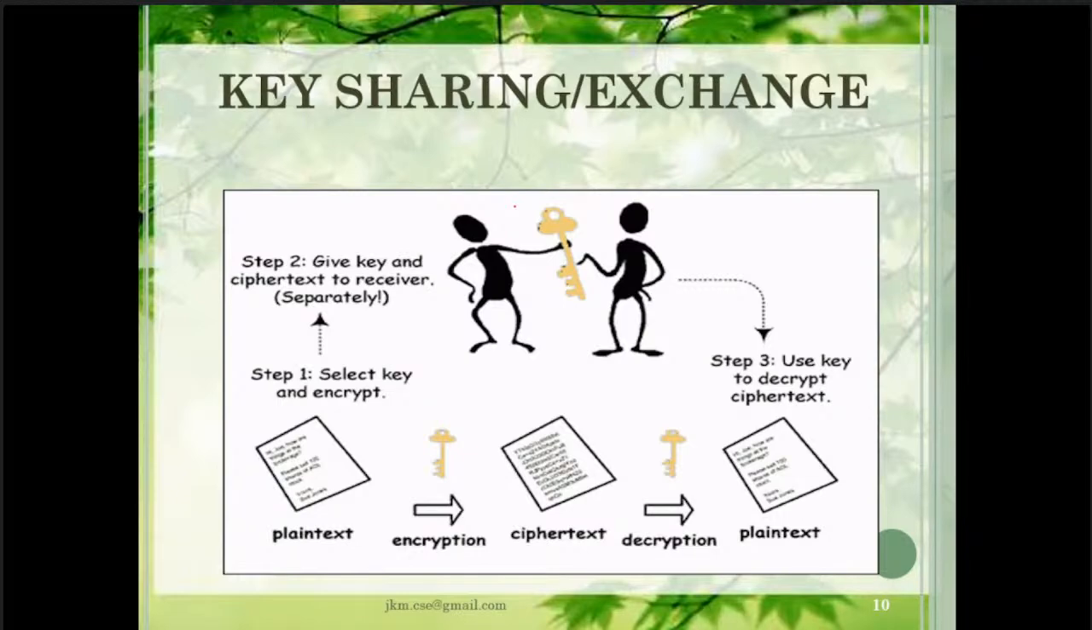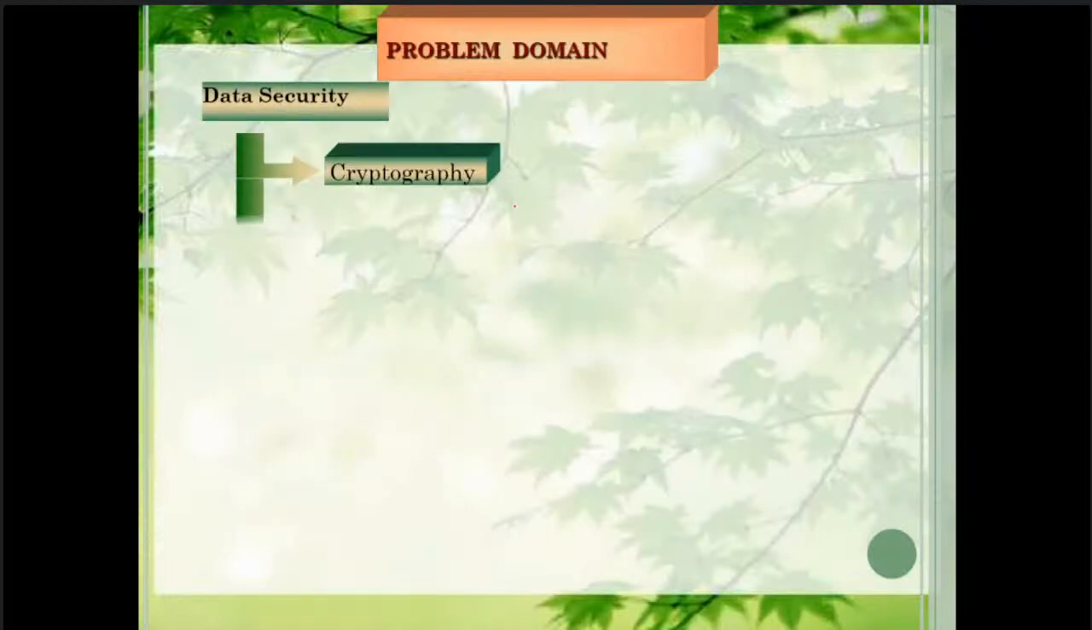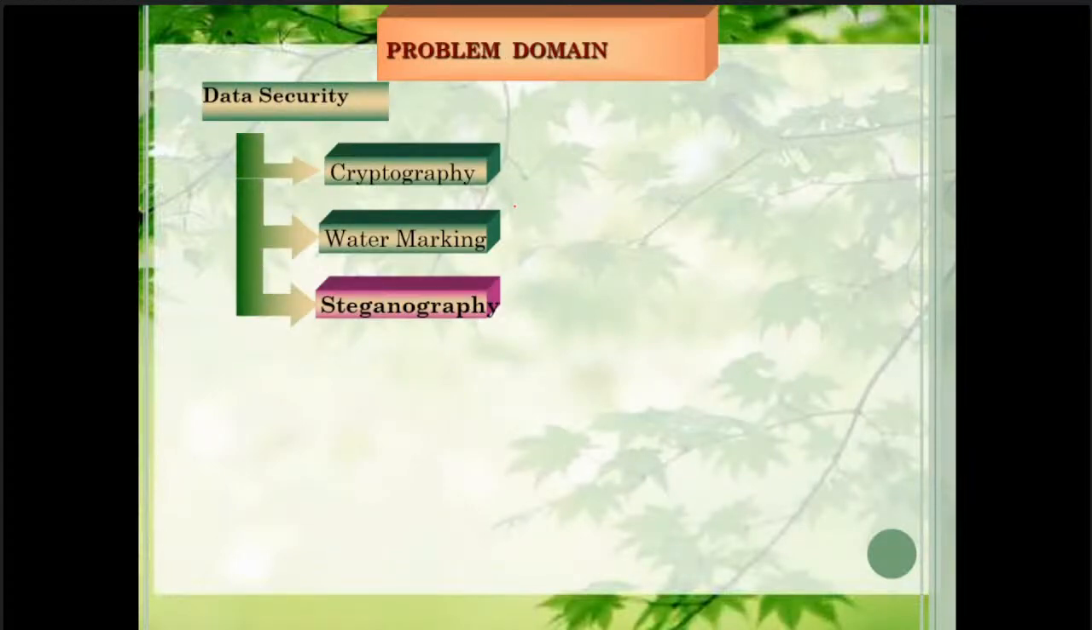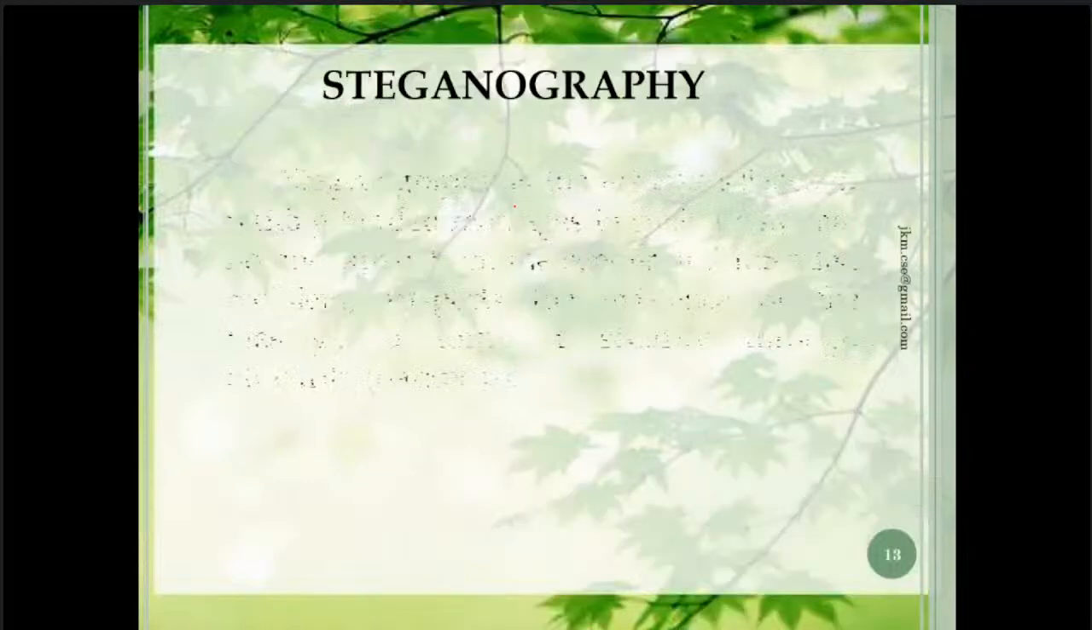Normally we use a private channel for sending the authentication codes. So basically we have two paradigms. One is encryption, the other one is authentication. My domain is cryptography, watermarking, steganography, and particularly in steganography we go for the spatial domain and the frequency domain. What are the applications? Authentication of images, authentication of legal documents, authentication of various documents.